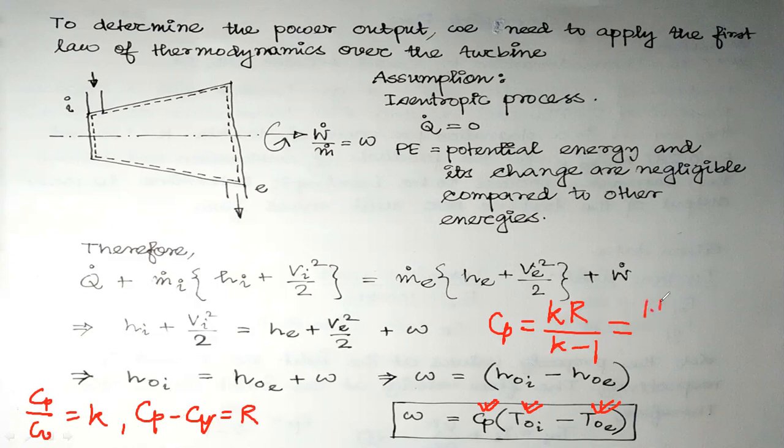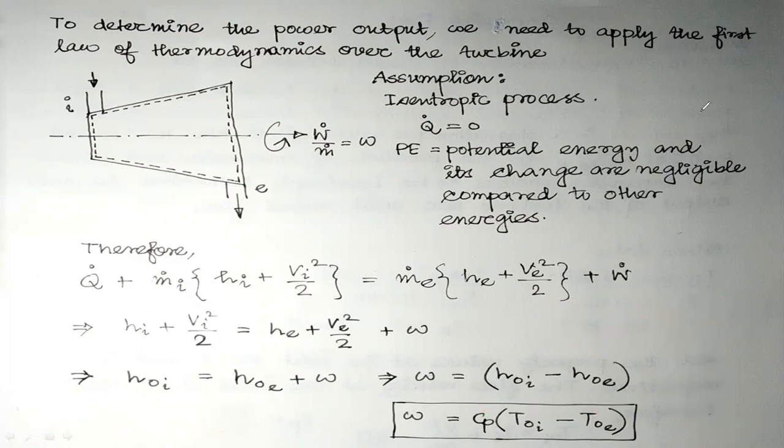k is given as 1.33 and R is 0.287 kilojoule per kg Kelvin. k minus 1 is therefore 0.33, and you can determine that to be 1.157 kilojoule per kg Kelvin. Okay. Now go to the next slide.